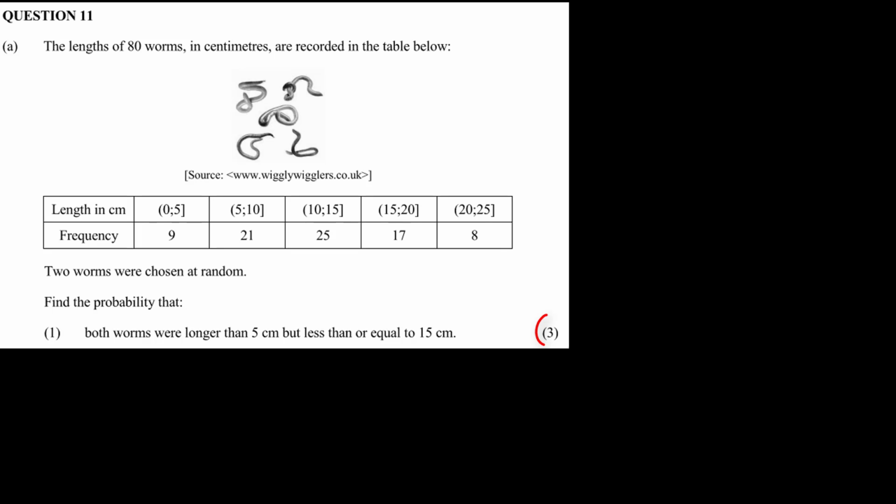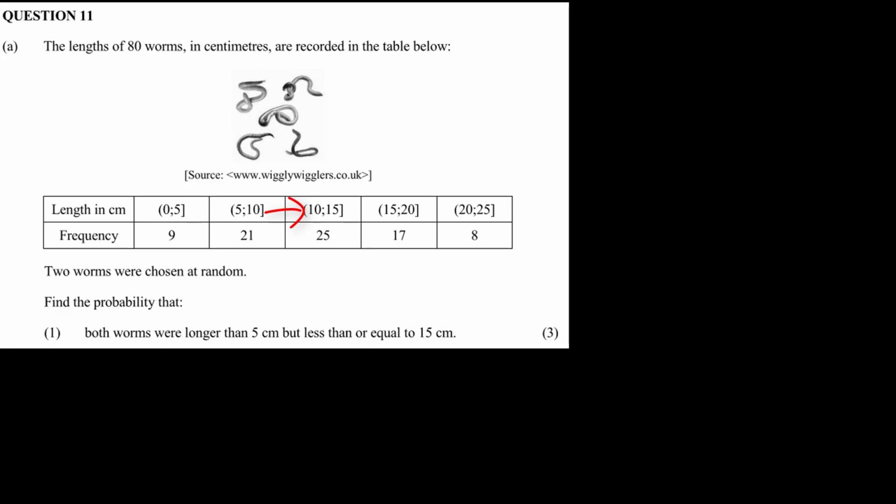Question 11A1 is for 3 marks, so this should be straightforward. It's probability and counting. 2 worms are picked at random and we need the probability that both are longer than 5 and less than or equal to 15. Some notation to watch out for. The interval with the open bracket excludes the boundary and the square bracket includes the boundary.